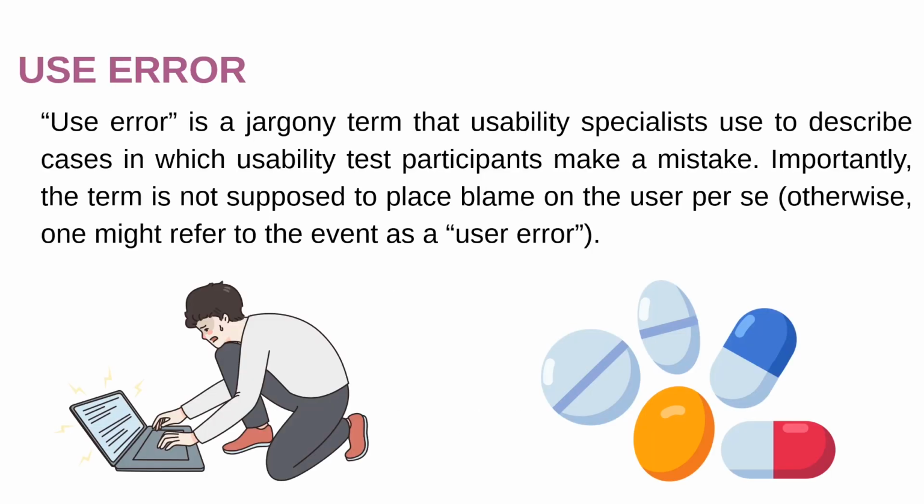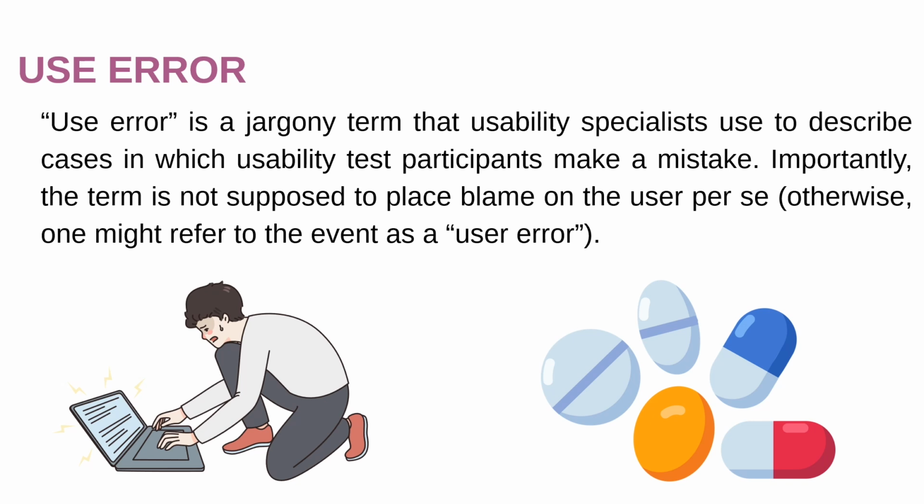Now let's understand the terminologies, the use error, and a few more things. Use error, to start with, is a jargon term that usability specialists use to describe cases in which usability test participants make a mistake. So it's not a very huge mistake, but it's a mistake. These are use errors. For example, if the button is not pressed properly, that's a use error.